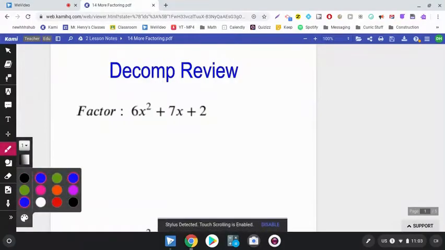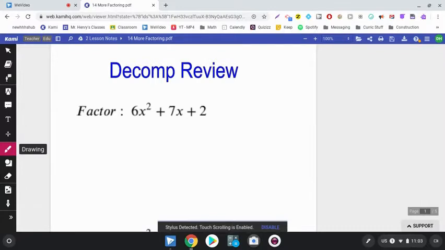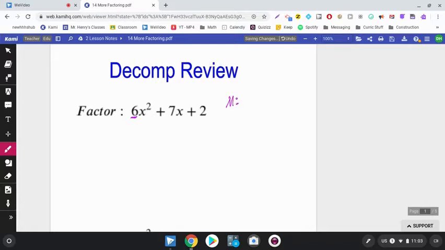Alrighty, so we're jumping right in. We're going to do some factoring review, and we're going to review decomp, which is what we learned yesterday. So decomp was when I have a value that's not 1, or I actually have a coefficient on the x squared. So I can't use inspection. I've already looked for the GCF. I've already done all of that. And now I have to use decomp. And so what we do is we still look for a magic combo, where I'm going to multiply to one number, add to the other. But the multiply comes from the a value and the constant.